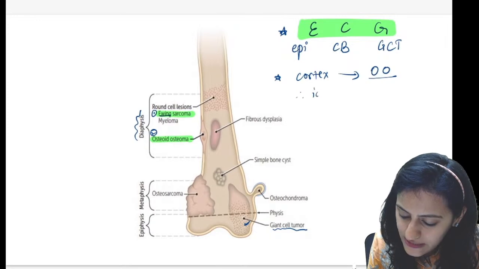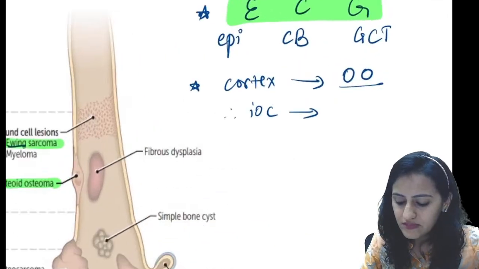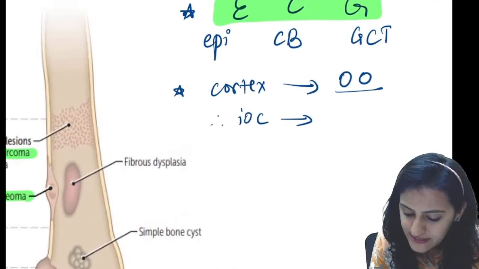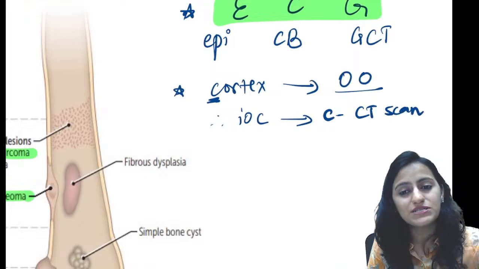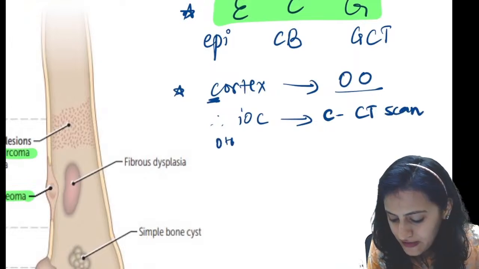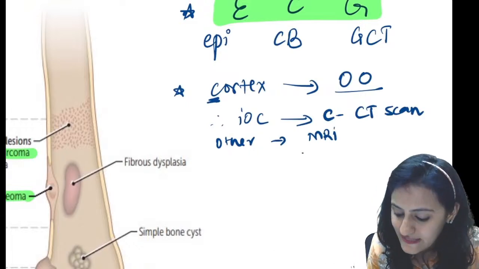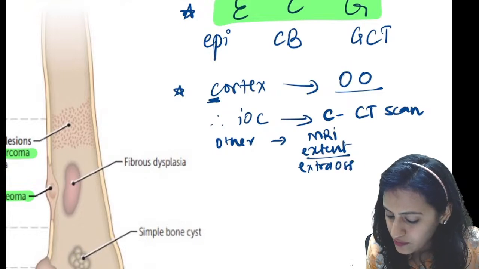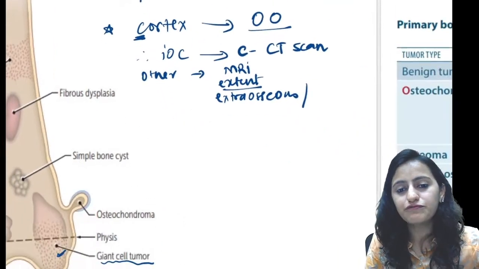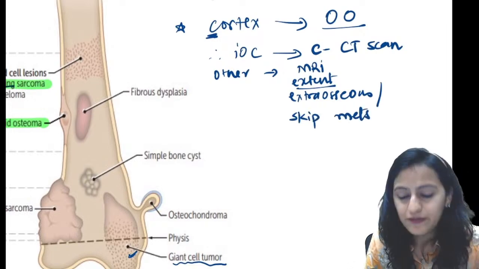And therefore, what is the investigation of choice for osteoid osteoma? Because the tumor is within the cortex, remember, C for cortex, C for CT scan, which is the investigation of choice. While for other bone tumors, it is MRI to look for the extent of the bone tumors, the extra osseous extent, or even to look for skip metastasis. Basically, we do MRI.